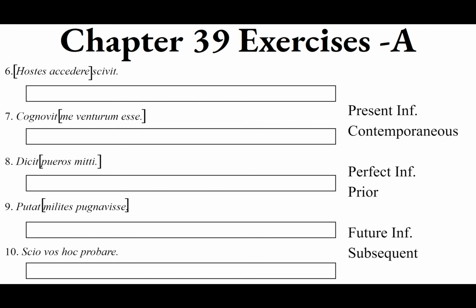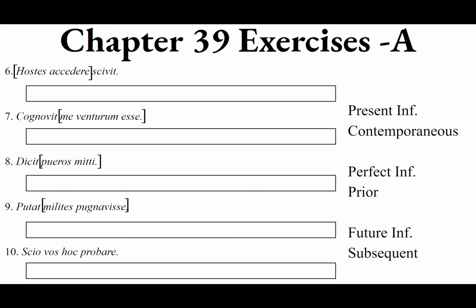So he, she, it thinks that the soldiers, now when do they do the fighting? Pugnavisse, perfect infinitive, so that is a prior action to the main introductory head verb. He, she, it thinks that, well, what happened? The soldiers fought. The soldiers have fought. He, she, it thinks that the soldiers have fought. They already did it. They already did the thing that they fought. They have fought.